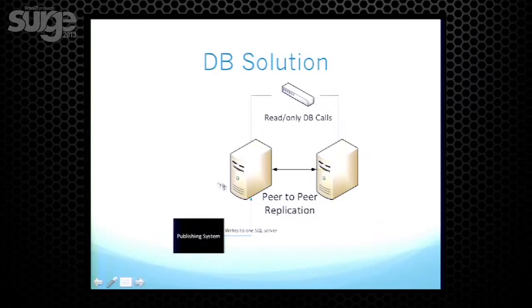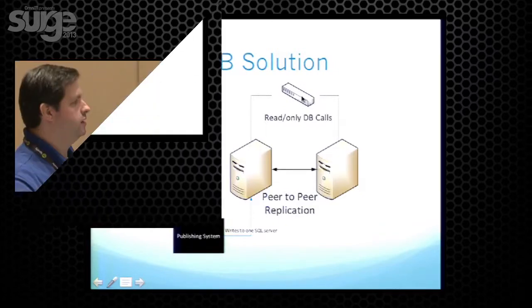Here's the publishing system, a black box, and it writes to this SQL Server, which will be a cluster, so we can have the writes have some sort of high availability. And then we implemented some peer-to-peer replication to a node here. Here's a load balancer that can route SQL calls.